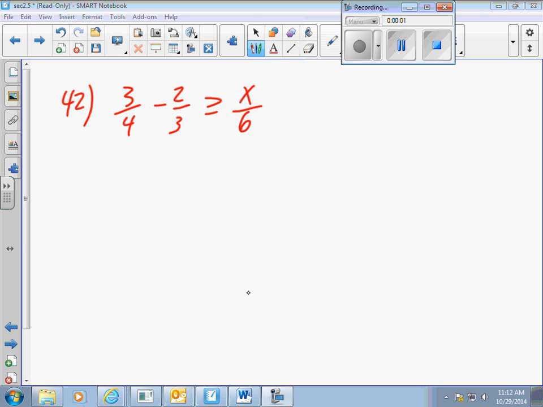Hello, here we are on section 2-4. Here's our first problem. Question 42.